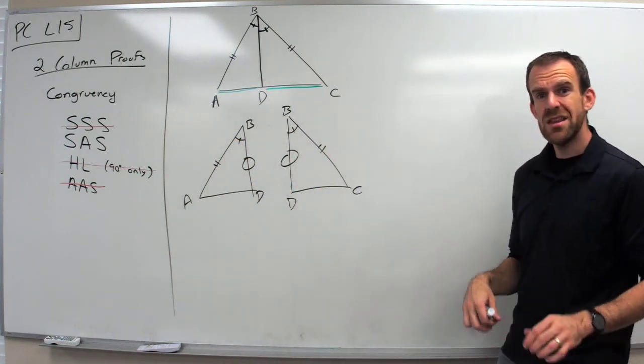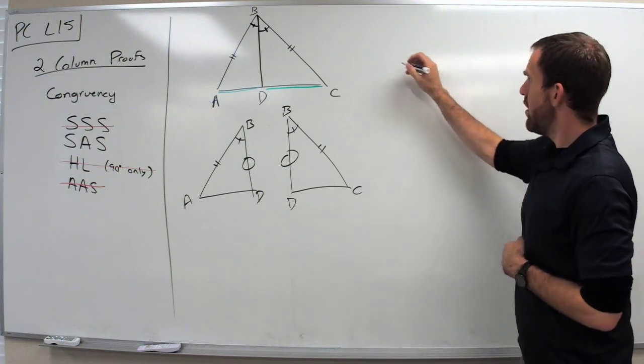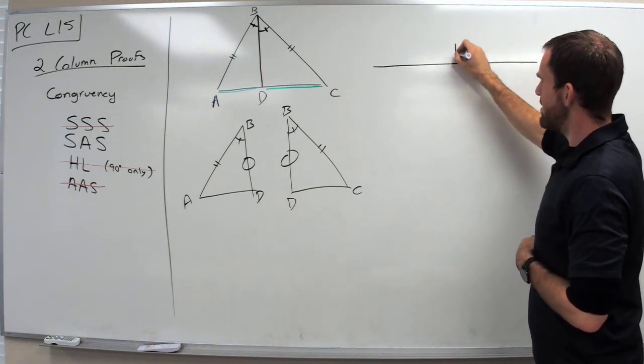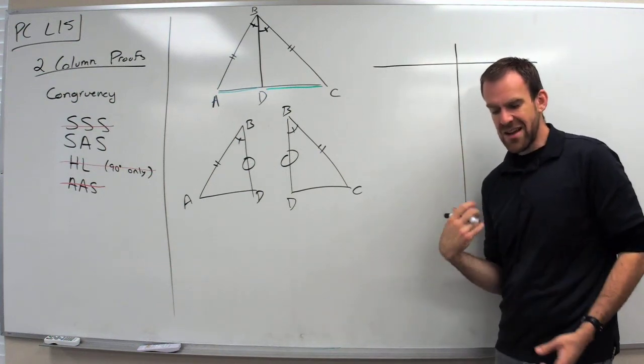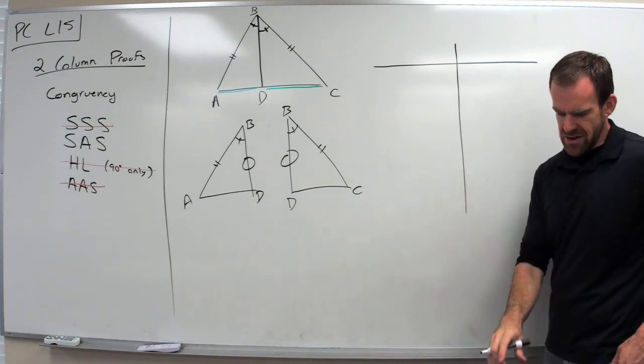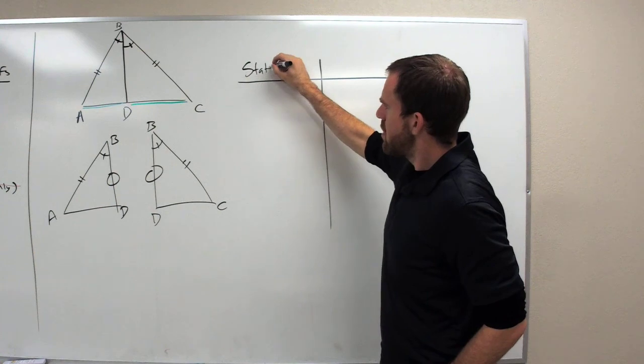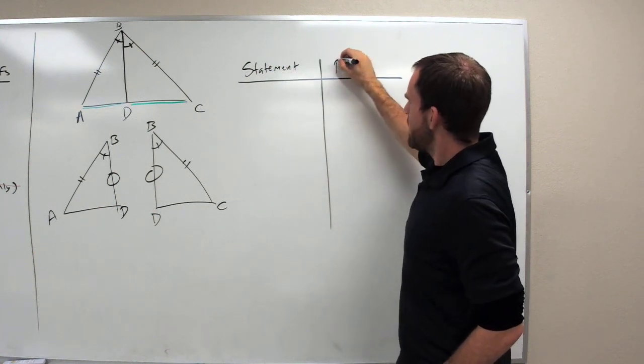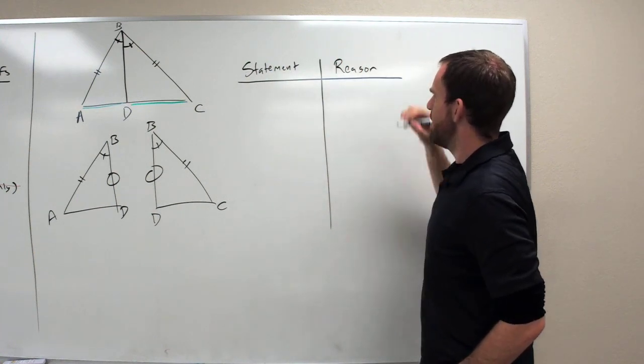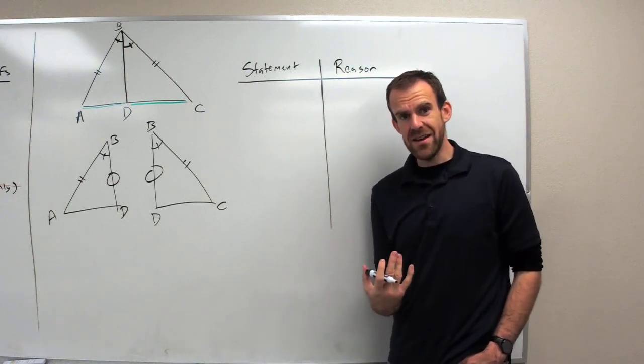Now, how am I going to do the official 2-column proof? Well, your 2-column proof must look like this. You're going to make a T-chart. On the left side, you're going to write the statement, and then you're going to write the reason why that statement is valid.